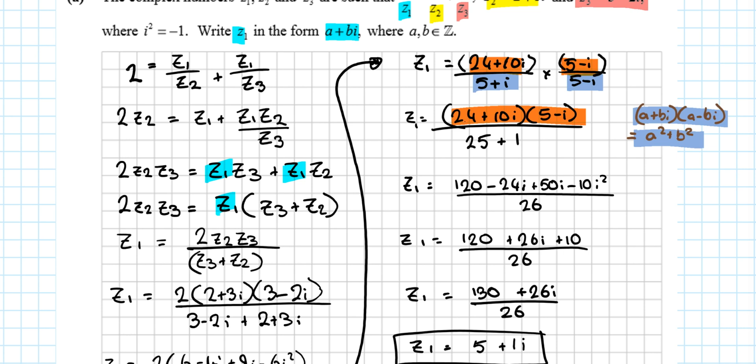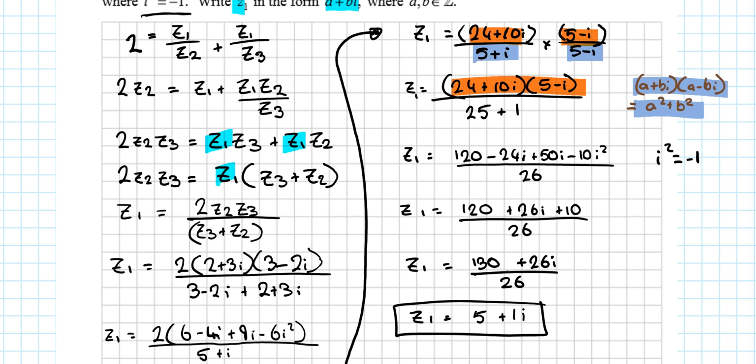And we slowly multiply them together. 24 by 5 is 120, 24 by minus i is minus 24i, 10i by 5 is 50i, 10i by minus i is minus 10i squared, and we know that this is really plus 10 because i squared is minus 1. Remember? i squared is equal to minus 1. And simplify the question down. 26 divides into 130 5 times, 26 divides into 26i 1i times.